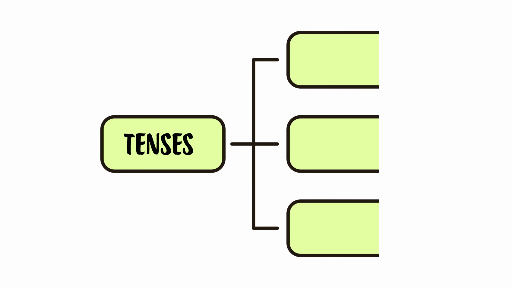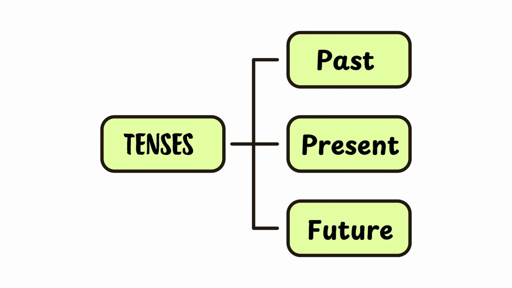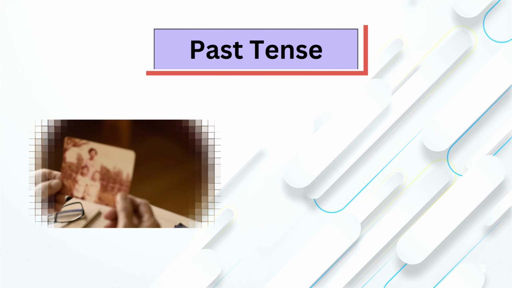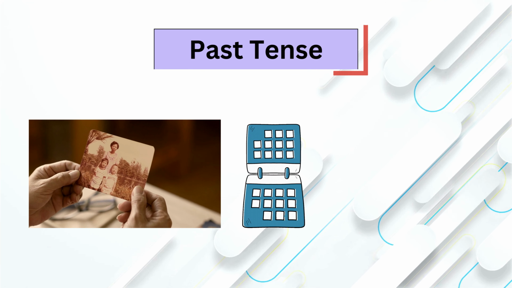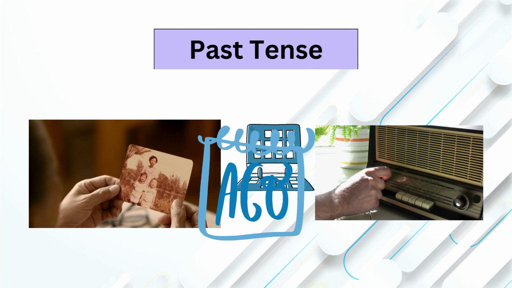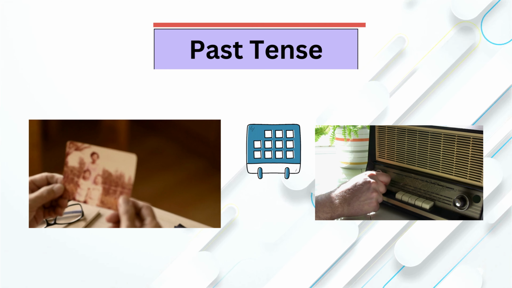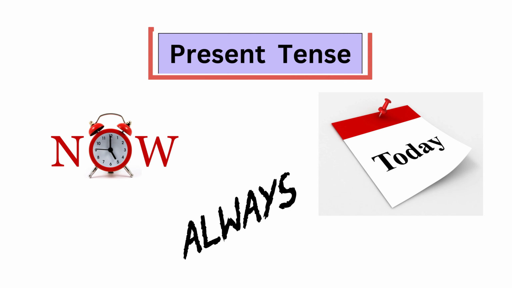In English, there are three main tenses: past, present, and future. Each of these tenses has different forms and uses. Now let's dive into the past tense, which is all about actions and events that have already happened. Whether it's something you did yesterday, last year, or even moments ago, the past tense helps us express those completed actions clearly.